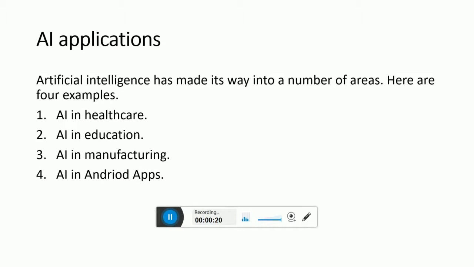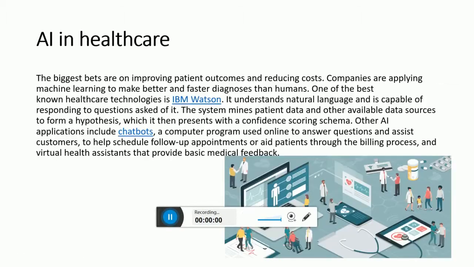Now you can see how AI helps in healthcare. AI in healthcare. The biggest benefits are improving patient outcomes and reducing cost. Companies are applying machine learning to make better and faster diagnoses than humans. One of the biggest known healthcare technologies is IBM Watson. IBM Watson is a chatbot developed by IBM. It can understand natural language and respond to questions that patients ask. It also helps in the billing process and in taking feedback from patients.